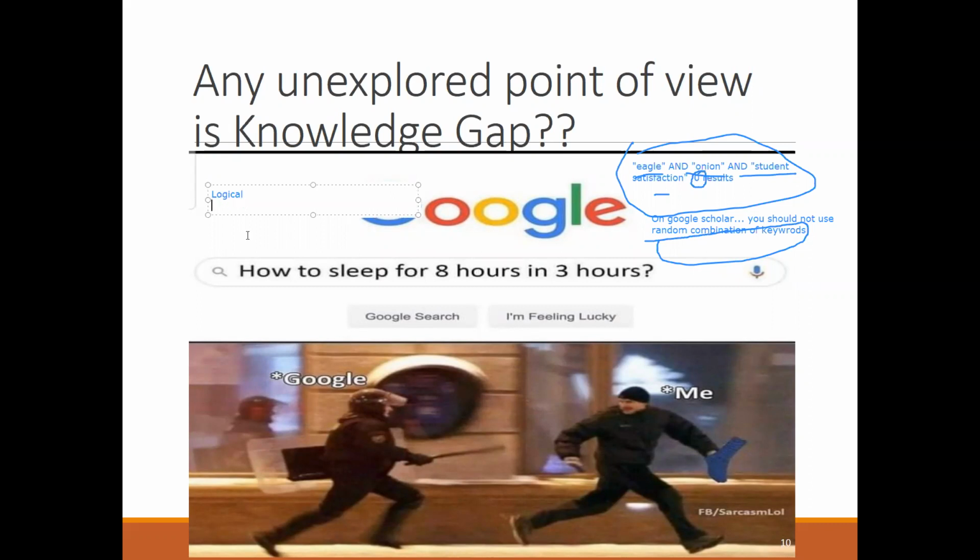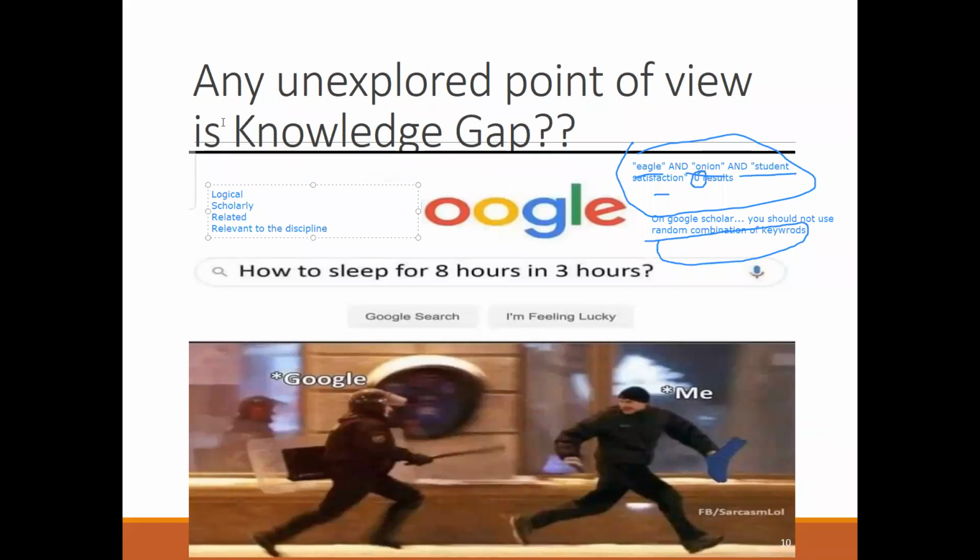These keywords should be scholarly. These keywords should be related. These keywords should be relevant to the discipline which you are working on. So you need to keep these things in mind. Whatever keyword you are using, it should not be random. The keyword should be logical, scholarly, relevant, and related to the field which you are studying.